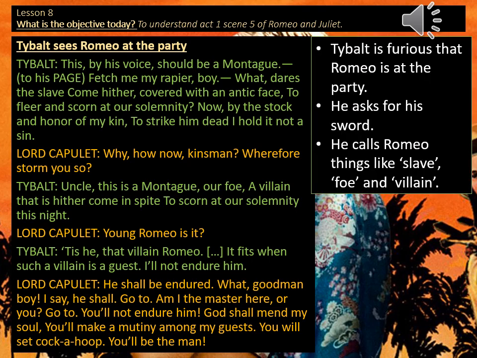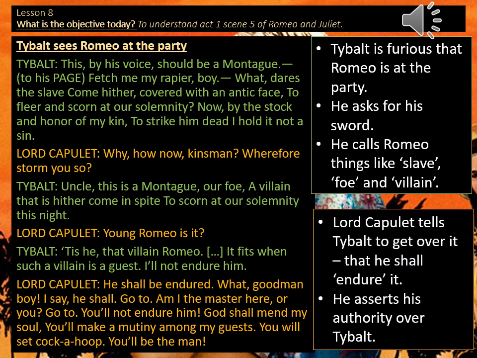He asks for a sword. He calls Romeo things like slave, foe, and villain. But Lord Capulet basically tells Tybalt to get over it and that he shall endure it. He asserts his authority over Tybalt as the master.